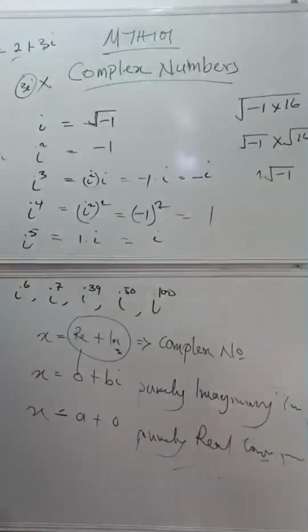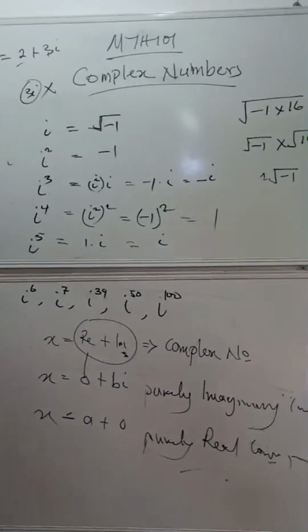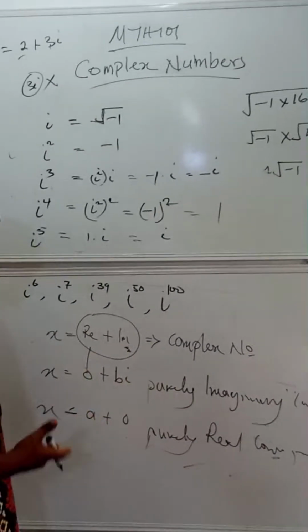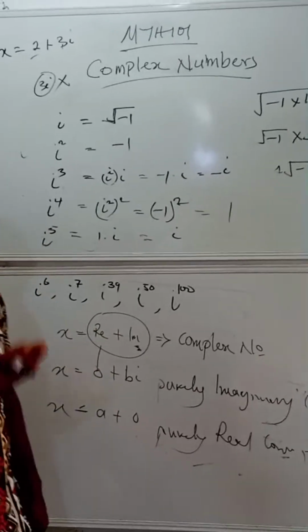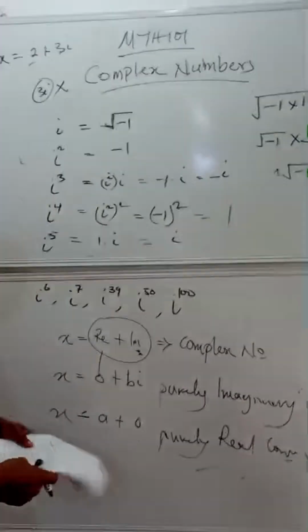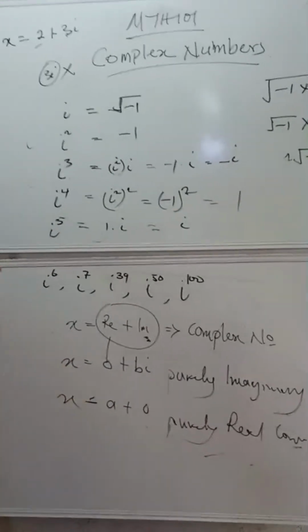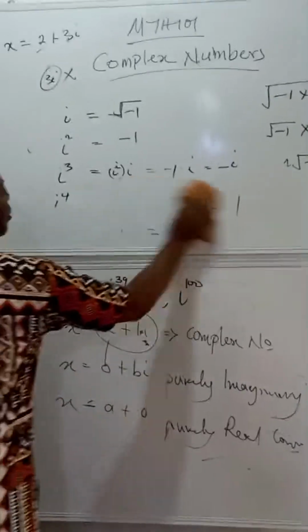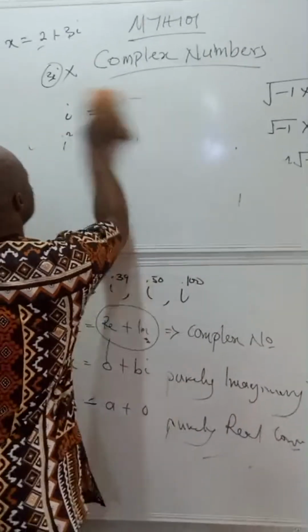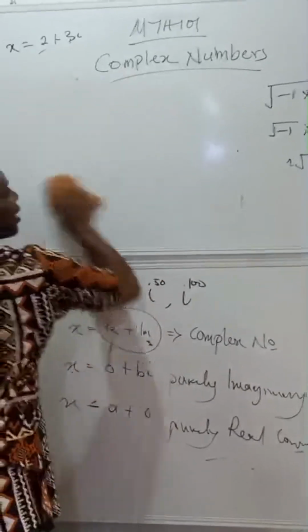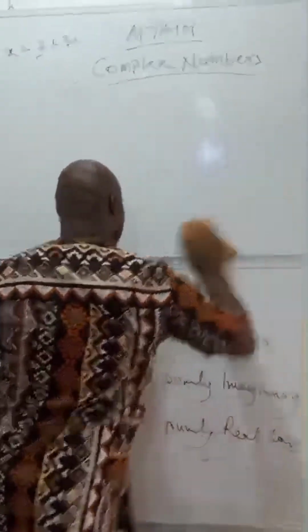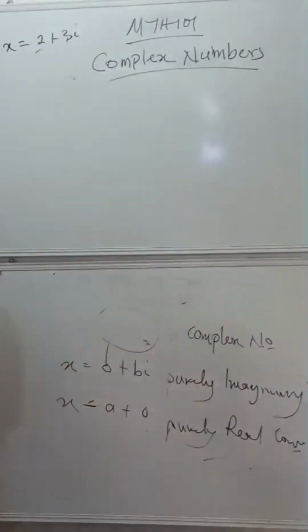Purely real complex numbers. Now, for it to be a complex number, it must have a real and an imaginary part. Now, having said all this, I want us to quickly consider some algebra operations that are involved with complex numbers.